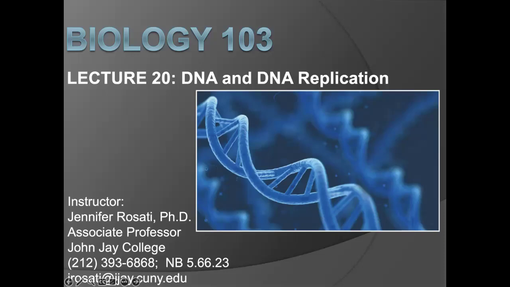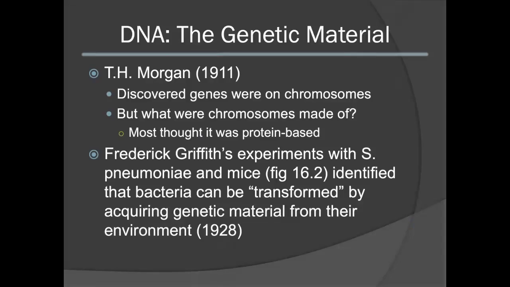Welcome to Lecture 20, where we will go over the structure and function and replication of DNA. Thomas Hunt Morgan was an important geneticist looking at the structure of DNA. He discovered that genes were located on chromosomes. However, at the time it was unknown what chromosomes were made of. Many scientists thought that the DNA molecule was actually protein-based.